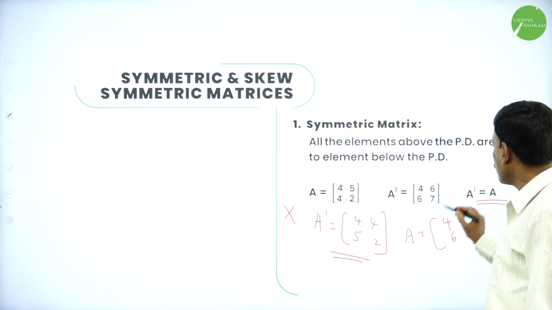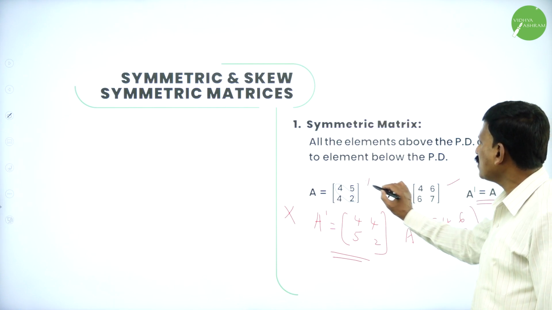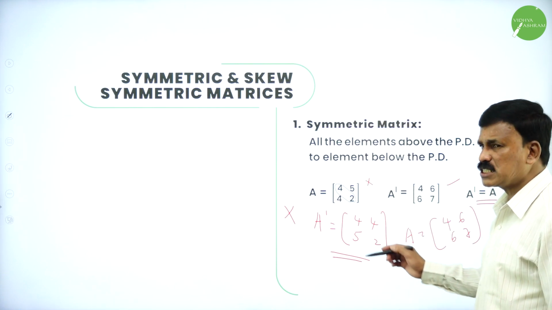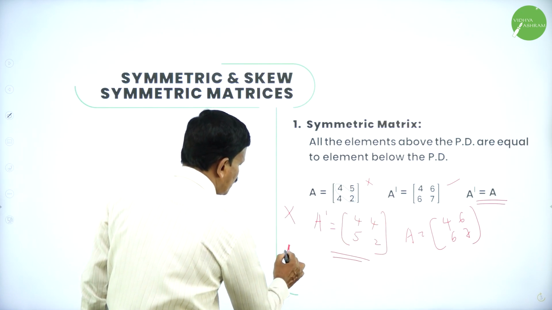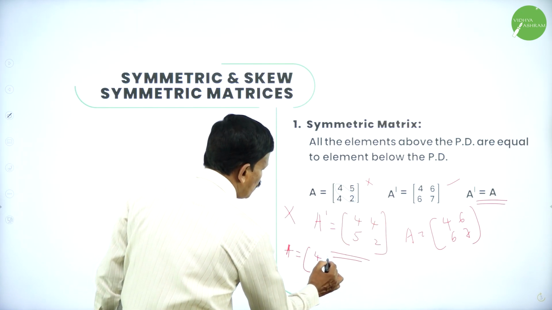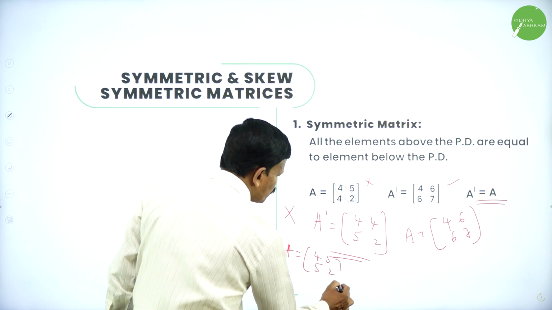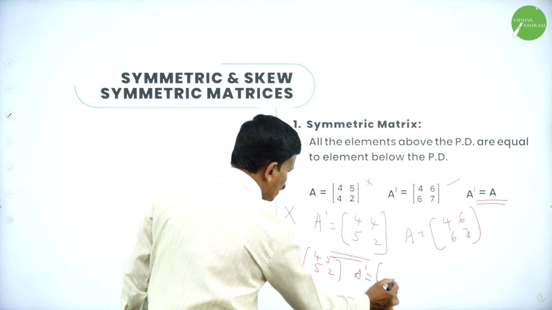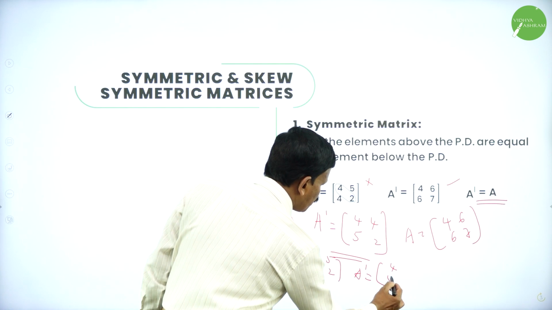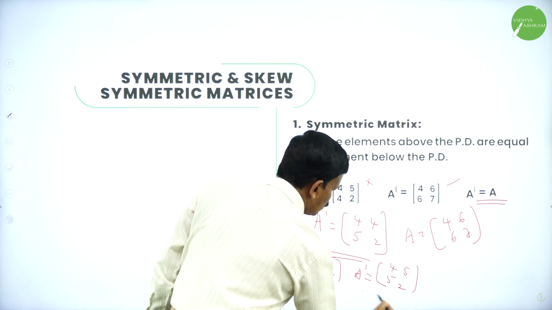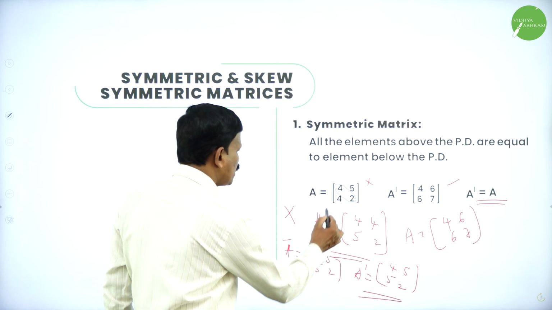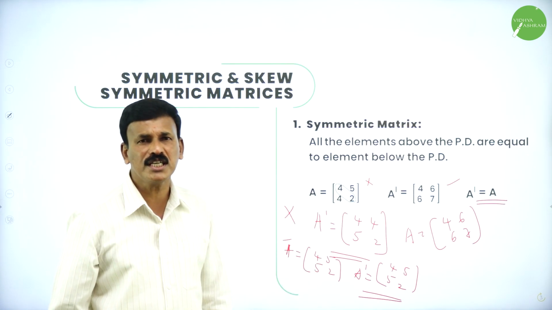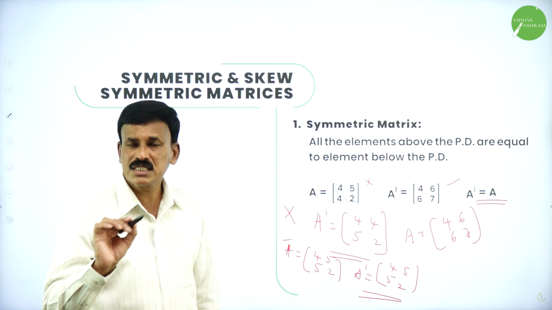This is an example for a symmetric matrix, whereas this is not an example for a symmetric matrix, provided these two elements are the same. If I write A is equal to [4, 5; 5, 2], then transpose this, A dash is equal to [4, 5; 5, 2]. So you will get A dash is equal to A, then it is called a symmetric matrix, whereas this is not an example for a symmetric matrix. So that is the difference.